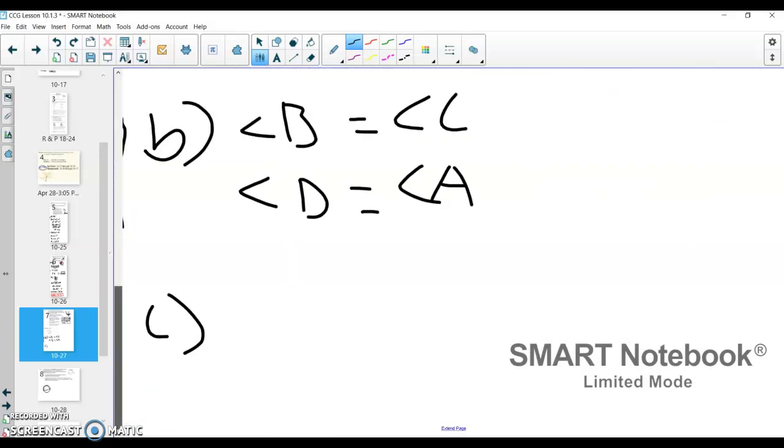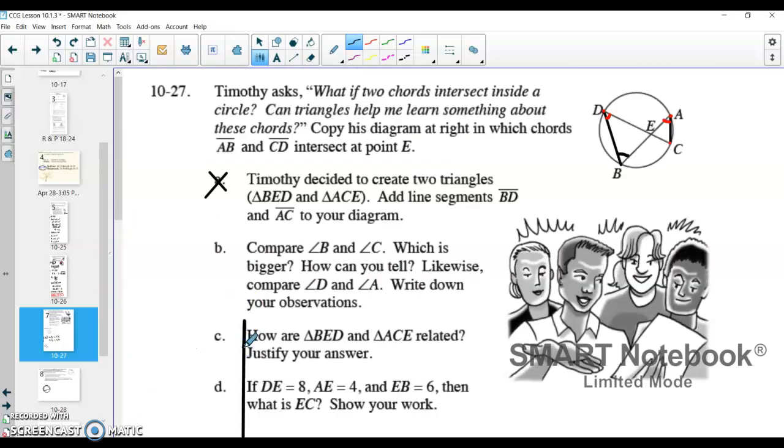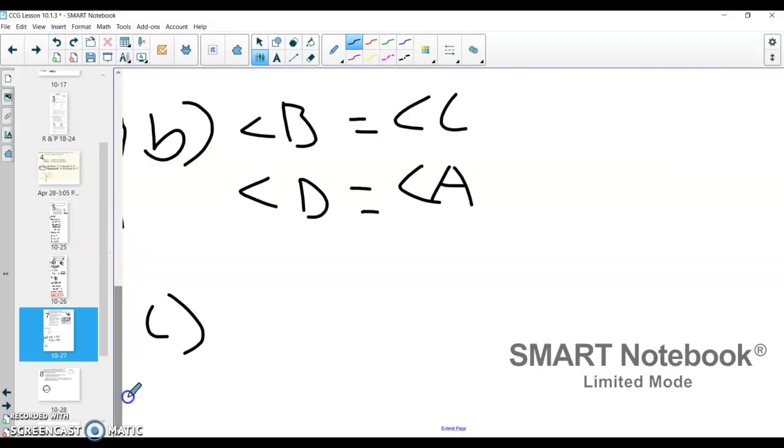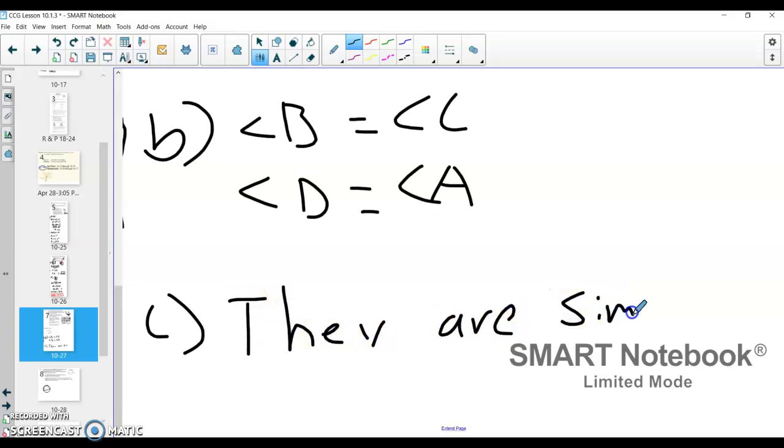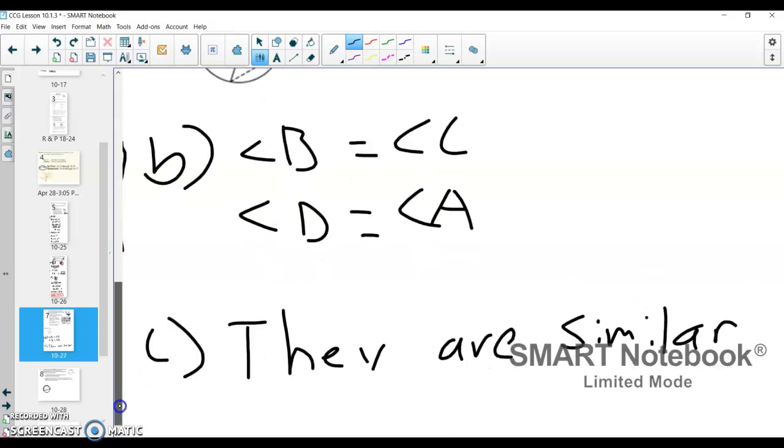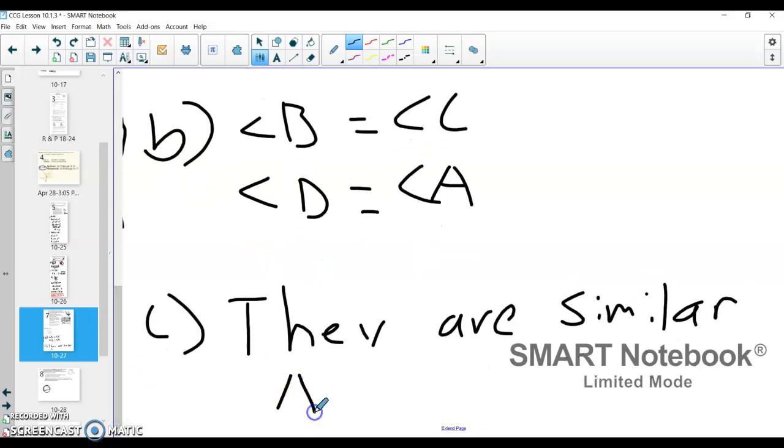How are triangles BED and ACE related? Nice question there. These two triangles are similar. And they are similar because they have two angles that are the exact same, and that means that they have angle similarity.